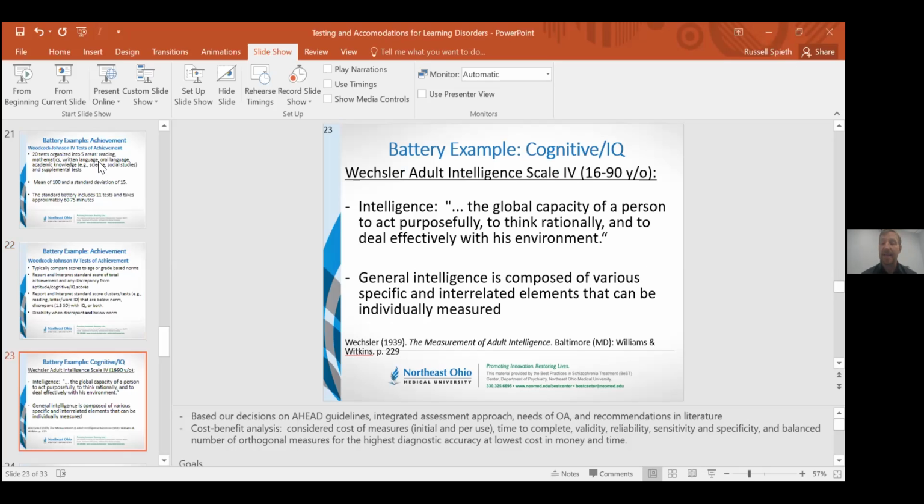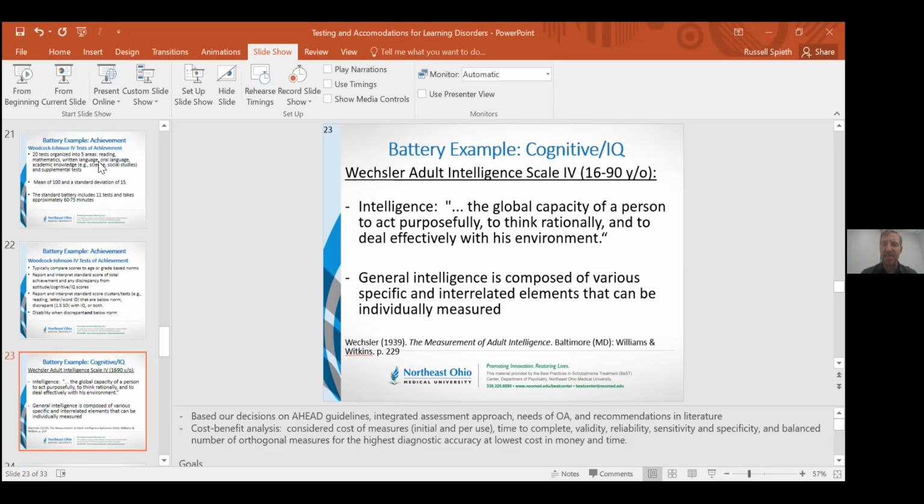But theoretically, if a person is achieving at about the same level as their cognitive aptitude, then you would think, okay, that kind of makes sense. If, however, they're underperforming in achievement relative to their aptitude or their IQ, then that begins to say, okay, there's some kind of gap there, and therefore there might be a disability that exists.